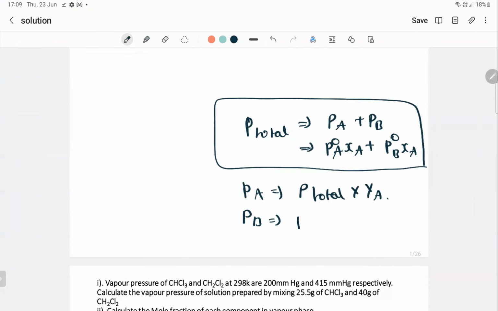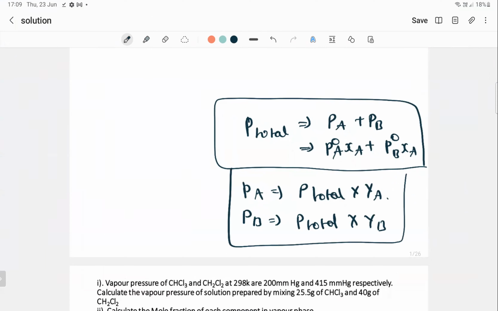So PB is equal to P total into YB. So these are the two important equations and formulas I have taught from Raoult's law. Remember this thing? The first equation is used when your solute and solvent are present in the solution. This is the formula which is used when they are present in the vapor form. Clear with these two equations? Now can you do the problems?